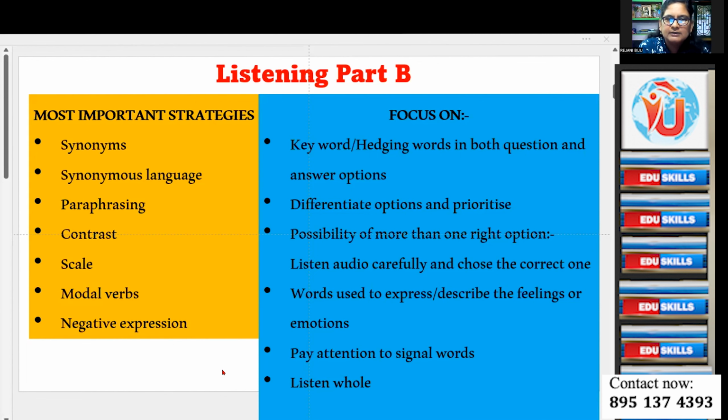Then scale, verb, and negative expression. Yes, negative expression is another thing. They may be telling the same option that is given there, and at last they may be using some negative expression, so if we did not listen to each and every word, we may miss it. Or something like are in, I mean, is in, within, all those expressions, or none, never, all those things. So it's very important. Again, we have to focus on the keyword, hedging words in both the questions and answer options, differentiate options and prioritize.